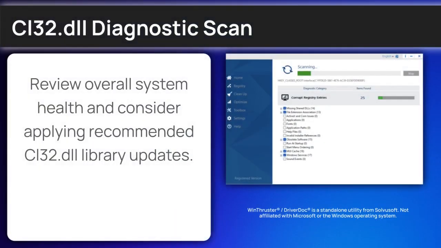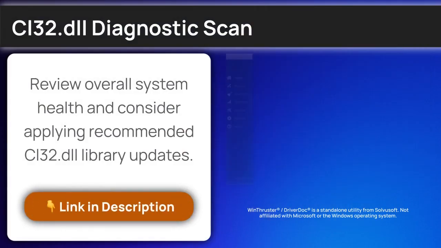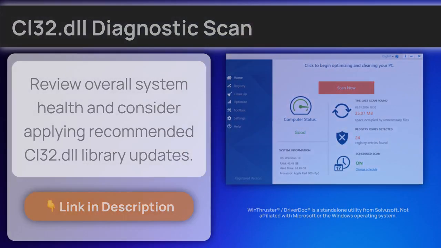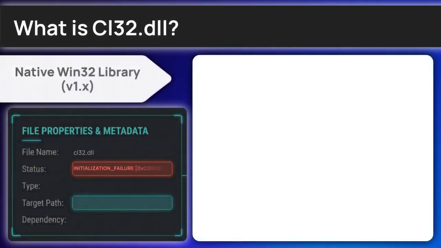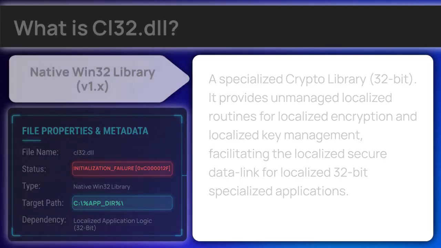To start our guide for cl32 library, you can follow the manual steps or use the suggested tool for workstation health. This is the cl32 library, a specialized crypto library 32-bit. It provides unmanaged localized routines for localized encryption and localized key management, facilitating the localized secure data link for localized 32-bit specialized applications. Knowing the file's purpose is helpful, but now we need to physically restore it.